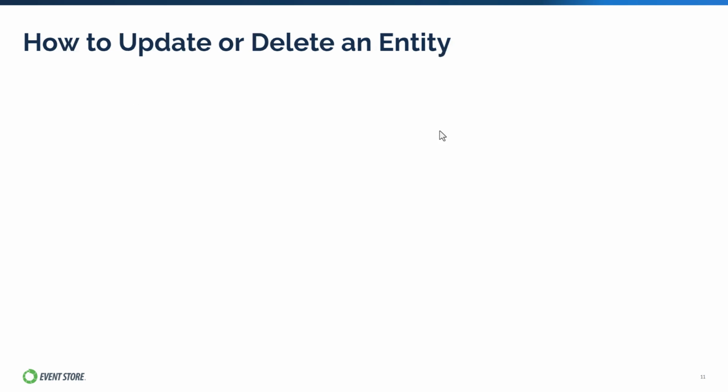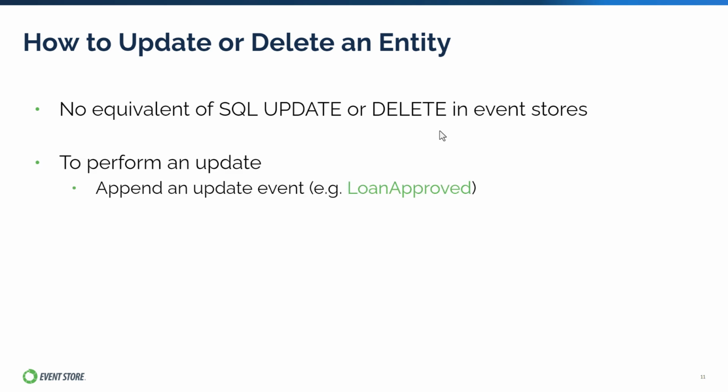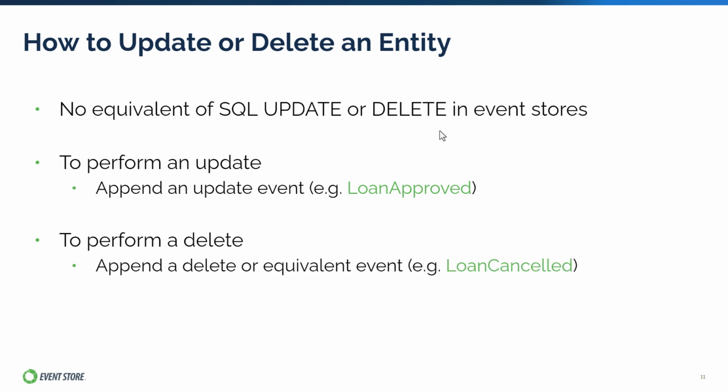Since events are immutable and cannot be changed, there is no direct equivalent of a SQL update or delete in event stores. To perform an update, you would instead append an update event to the stream to reflect how something has changed. For example, say you have a loan requested event in a loan application stream. To update the loan application status, you would append a new loan approved event to the stream. And if you need to delete a loan application because maybe it got canceled by the applicant, you would instead append a new loan canceled event to the stream.